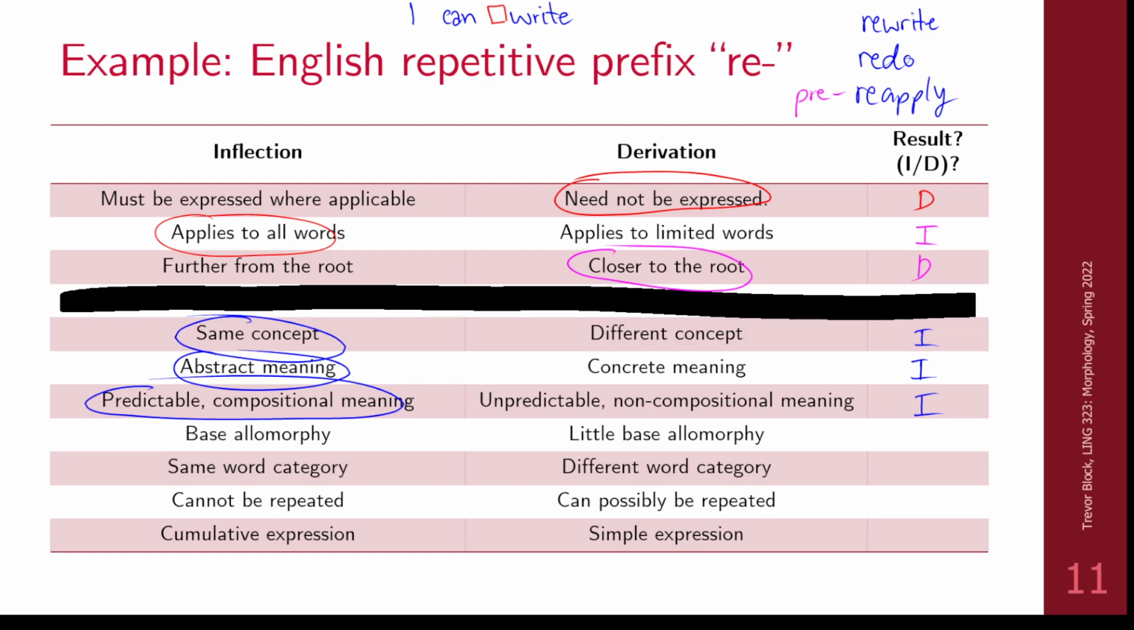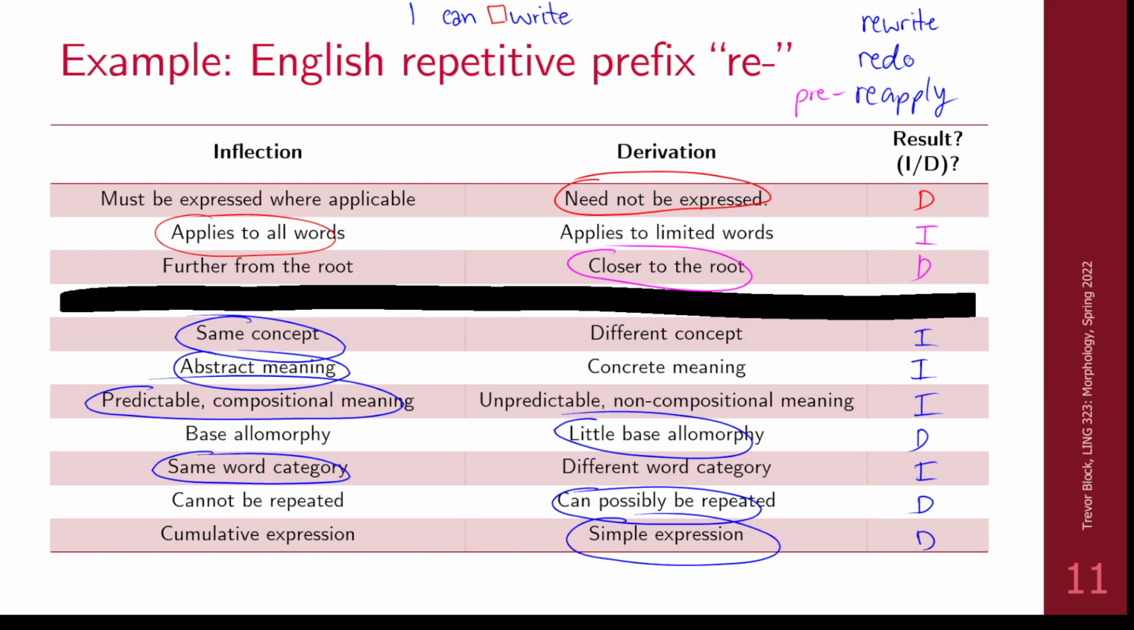Base allomorphy. Do we see any base allomorphy with words like re-? No, not really. So this looks to be a little base allomorphy. Is it the same word category? Yes, it is. Whenever we apply re-, it's just repeating it. So this appears inflectional. Can we repeat it? To rewrite, to rewrite, to redo, to redo. Oh yeah, we can repeat that. And simple expression or cumulative, it just has one meaning. So it's simple.